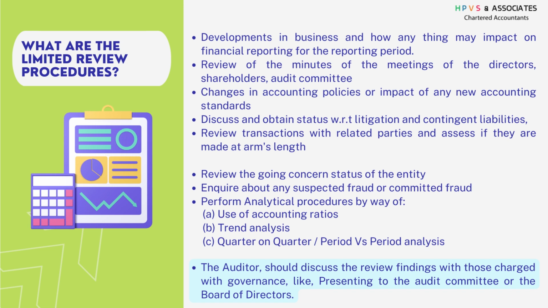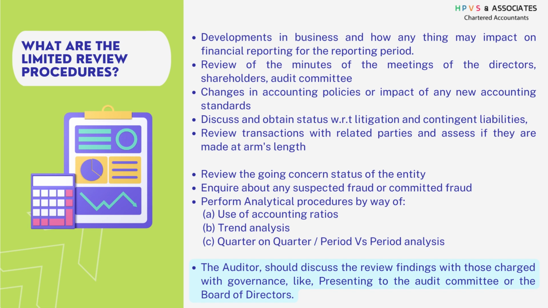Discuss and obtain status for litigation and contingent liabilities. Verify transactions with related parties and evaluate if they are made at arm's length. Review the going concern status of the entity and inquire about any suspected fraud or committed fraud during the reporting period. Perform analytical procedures by way of A. Use of accounting ratios, B. Trend analysis, and C. Quarter-on-quarter and year-to-date period versus period analysis.